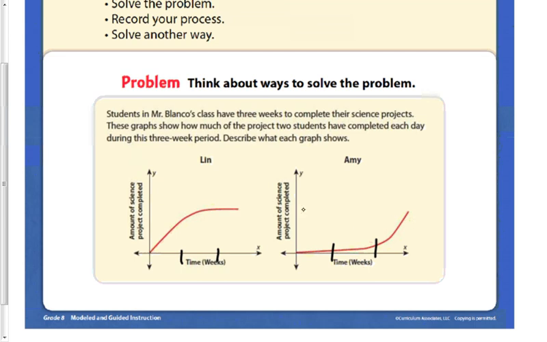And again, if you look at this, they ended up getting about the same amount of work done. It says amount of science project completed. They ended up at the same place. It's just that one of them worked on it a lot at the beginning, and one of them worked on it a lot at the end. And that's what we're looking at. We're trying to look at a graph and be able to explain, describe, and understand what it's saying.